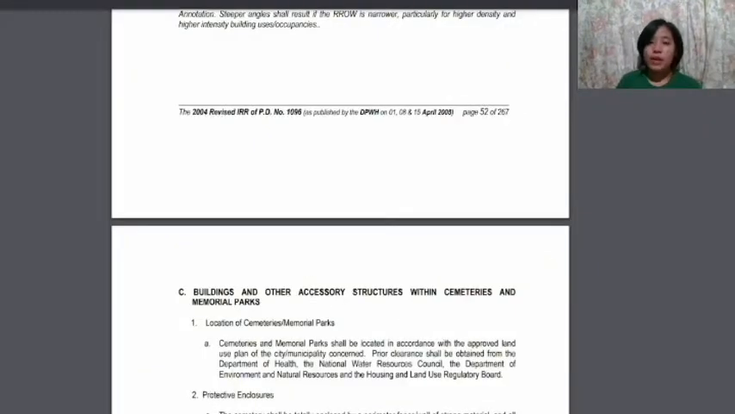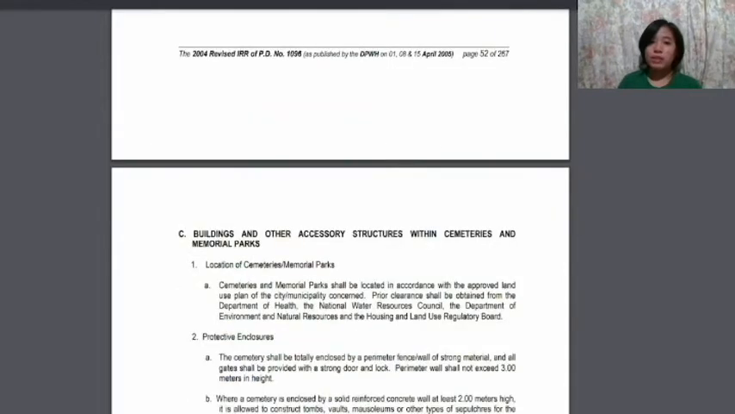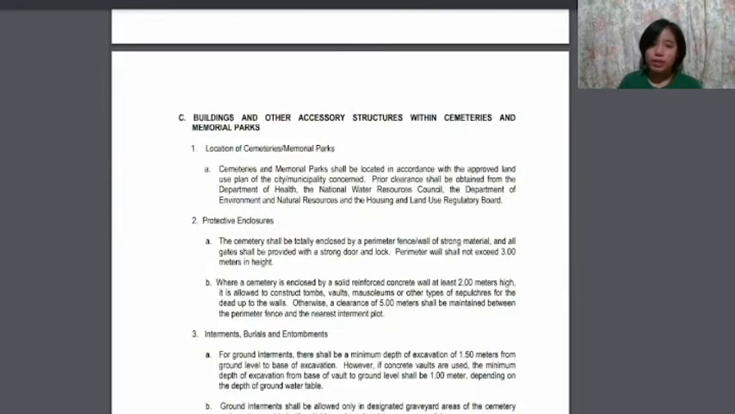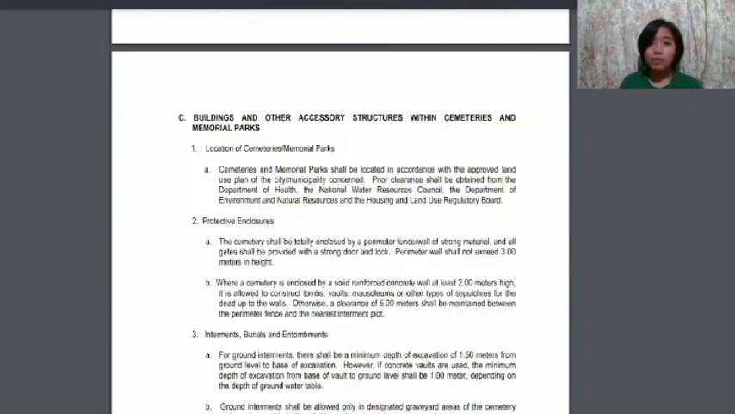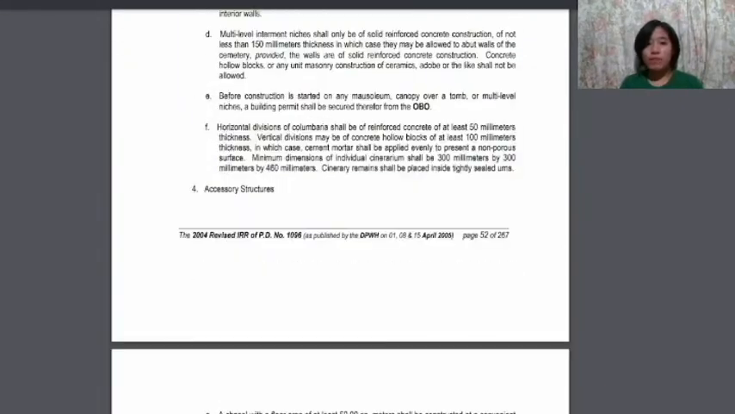We have rules and regulations regarding the building and other accessory structures within the cemetery and memorial parks, but dili na nato siya i-discuss apil kay residential man na itong i-focus. Pero naa siya rules regarding ani sa rules.